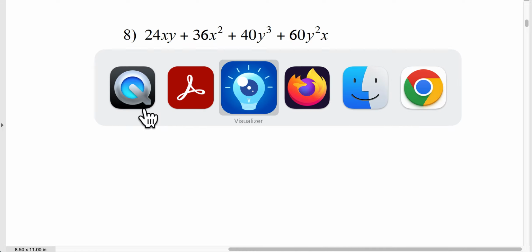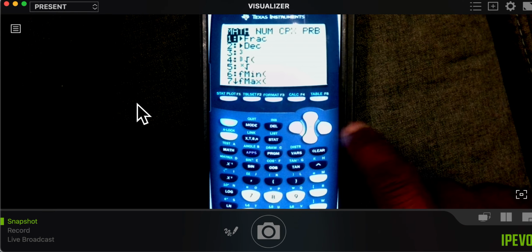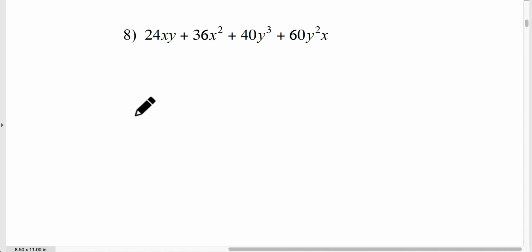So I'm going to hop right over there and I'm going to do math, number, 9, and then I'm going to put 24, comma, 36. And that gives us 12. And let me hop right back over there. And I'm just going to put the 12 up top here because I know that's the GCD of these two.